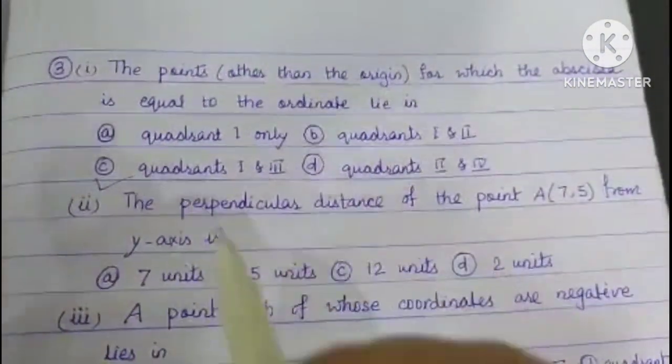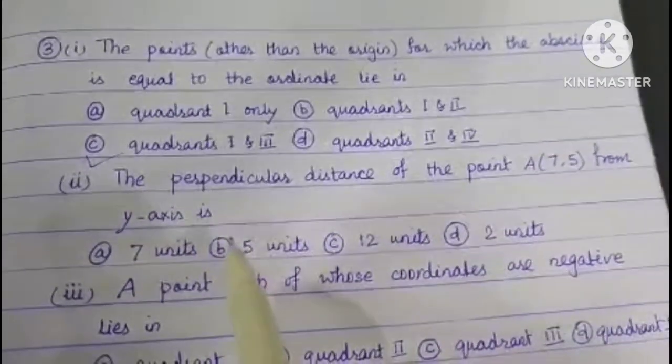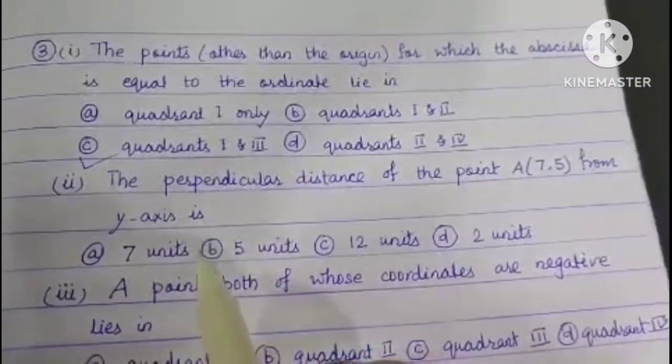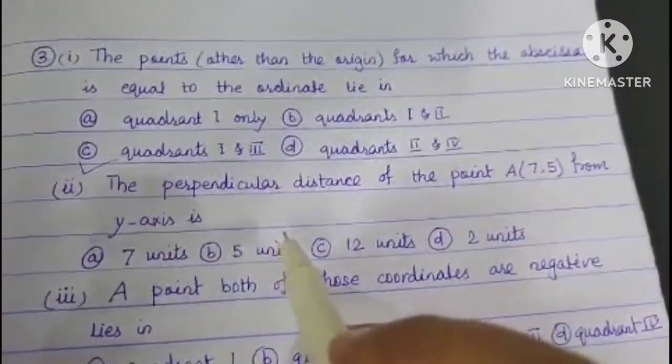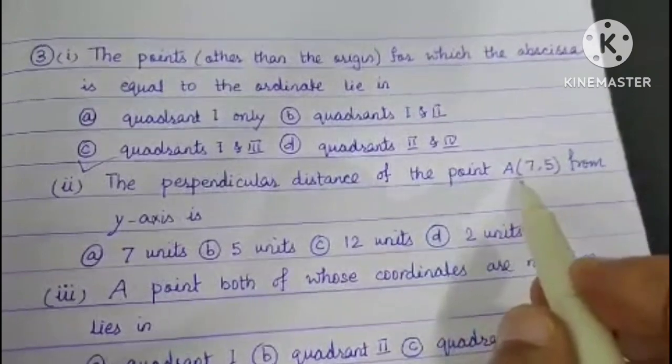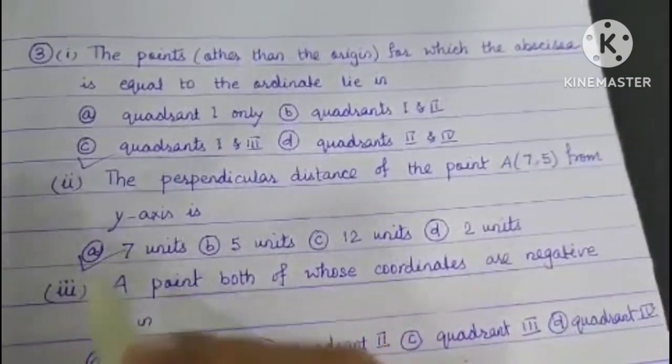Question 2 was the perpendicular distance of the point A (7, 5) from y-axis is. We know by the definition that the perpendicular distance of any point from y-axis is its x coordinate. So here it is 7. So 7 will be the answer. 7. The perpendicular distance from y-axis.